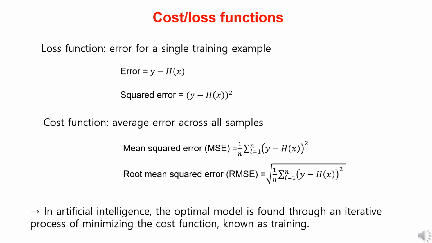Before explaining gradient descent, let's first understand the concepts of cost function and loss function. The loss function measures the error for a single training data point, which is the difference between the actual value and the predicted value. In contrast, the cost function represents the average error across all training data points. Common cost functions include mean squared error, which squares the error values, and root mean squared error. In artificial intelligence, the optimal model is found through an iterative process of minimizing the cost function, known as training.